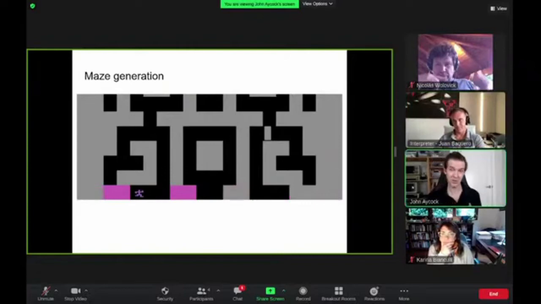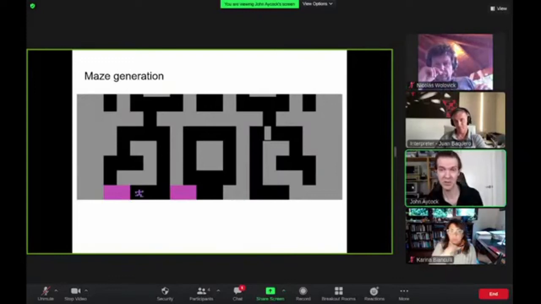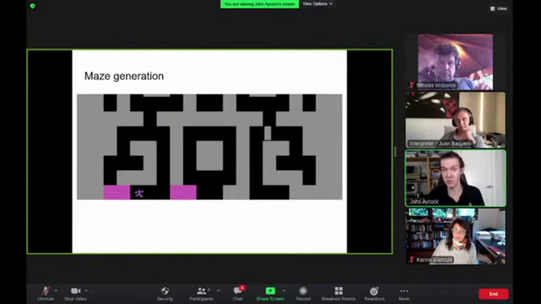But in fact, due to the symmetry of the maze and the fixed wall on the left-hand side, only one portion of a new maze row needs to be computed, and the rest comes for free by taking advantage of the Atari 2600's hardware.